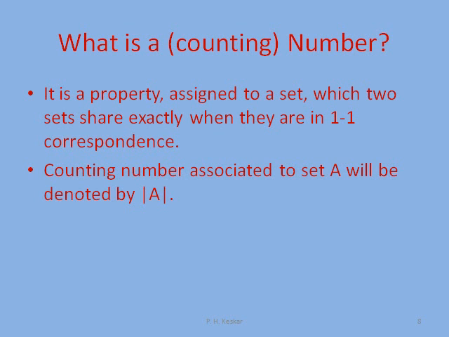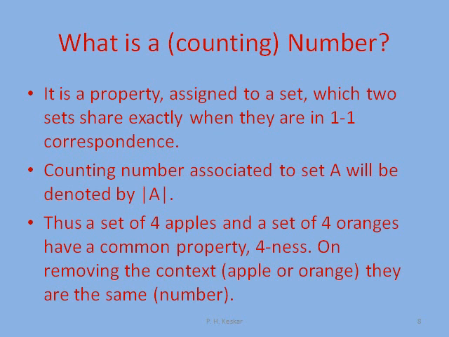So for example, the counting number associated to set A, that is this property of set A, will be denoted by this notation. Thus, for example, a set of 4 apples and a set of 4 oranges have this common property 4, because there is a 1-to-1 correspondence between these apples and oranges. It does not matter whether they are apples or oranges, they are 4 in number. If you remove this context of apples or oranges, you get the same number.